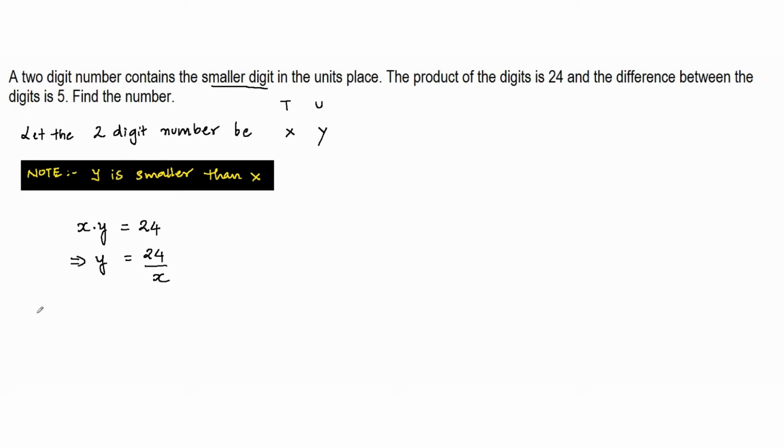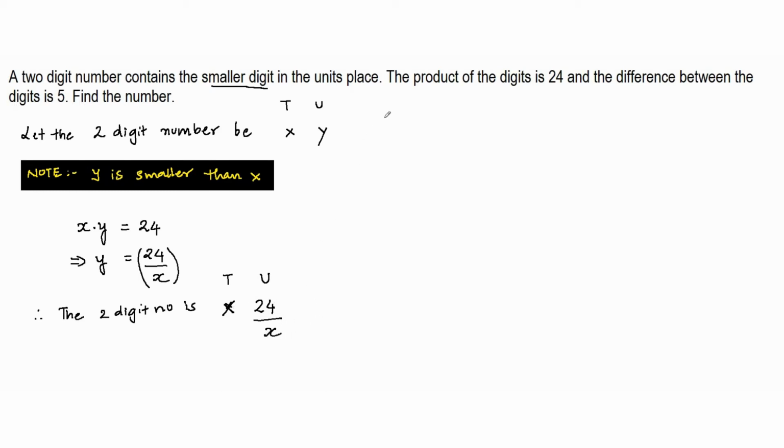So now what I can do is, therefore, the two-digit number is, the tens place is x and the units place was y, but y has been replaced by 24 upon x. So therefore the two-digit number is now x and 24 upon x. These are the two digits that I have. And the difference between the digits is 5. So now we have to think about which digit is going to be greater, right? So now we have x and 24 upon x.